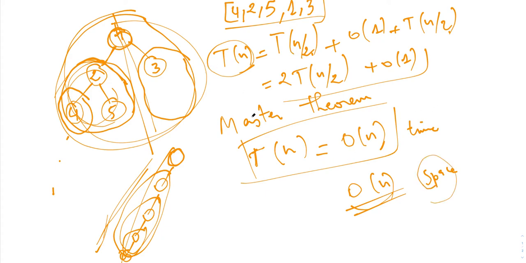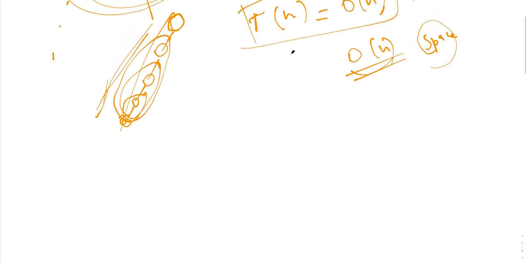Cool, but now let's try a new approach. I'm just going to write down a new tree: 1, 2, 3, 4, 5. Now let's try the iterative approach. In order to do the iterative approach, we will need a stack, a big stack like this. And we will have a pointer called current. This pointer will point to the root at first.